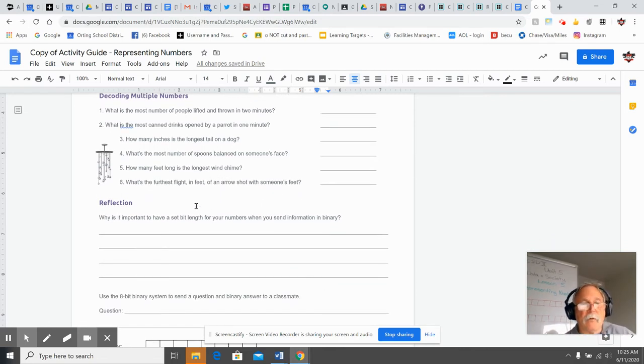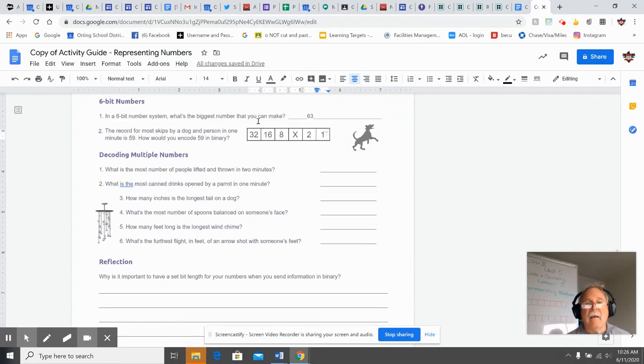Reflection. Why is it important to have a set bit length for your numbers when you send information in binary? Okay, there's a couple different things that you need to remember. If you don't know the bit length of each number, then you can't tell where each number starts and stops. So it could be different numbers depending on where you start and where you stop reading each number. In other words, we can see that right here. If we don't know how many bits these are, we're not going to be able to use the numbers here.